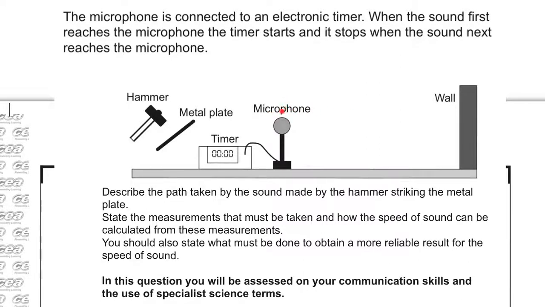So in that time, the sound has travelled all the way to the wall and all the way back. So it's twice the distance to the wall. So whatever time is recorded here is the time for sound to travel twice the distance to the wall. So you could call this like D, for example.